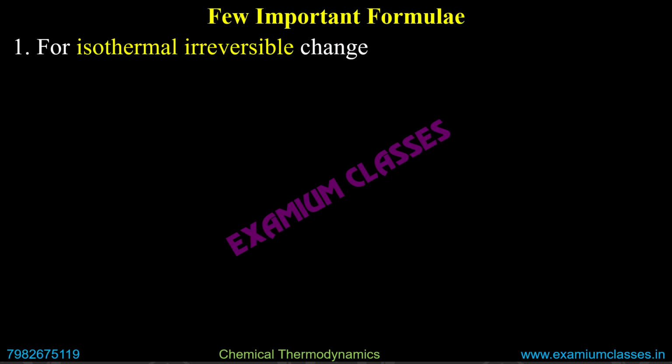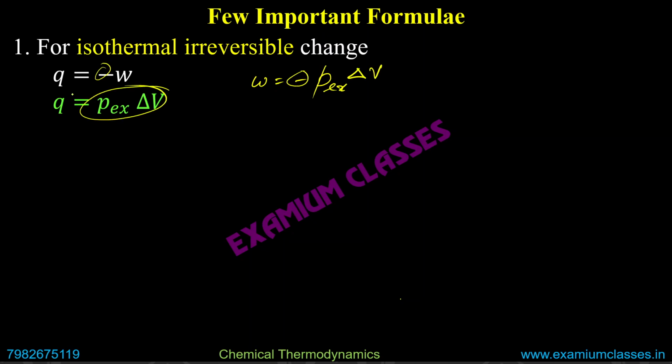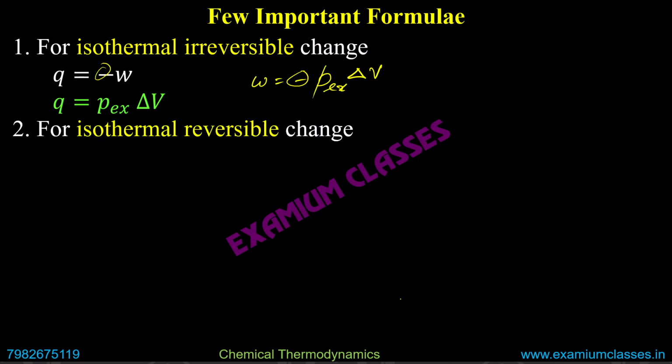For isothermal irreversible change, Q will be equal to minus W, and W you knew. W is minus P external delta V. So minus and minus will give you plus. So that's why Q will be P external into delta V, only applicable in case of isothermal process. Then isothermal reversible process.